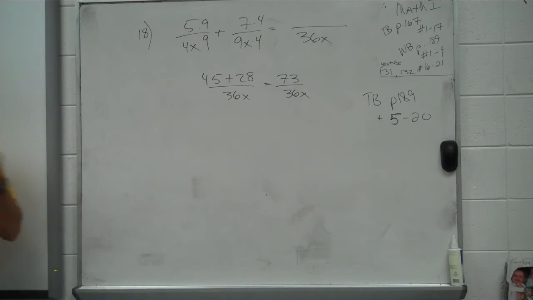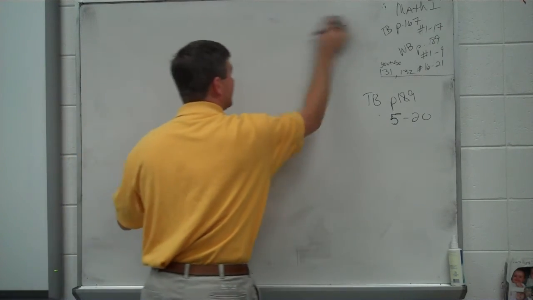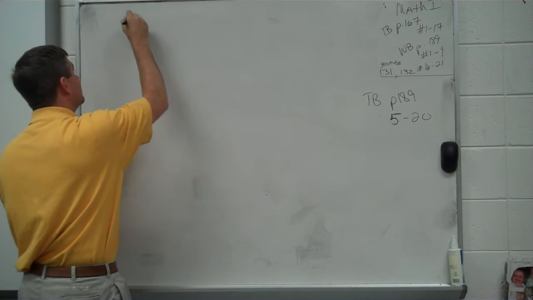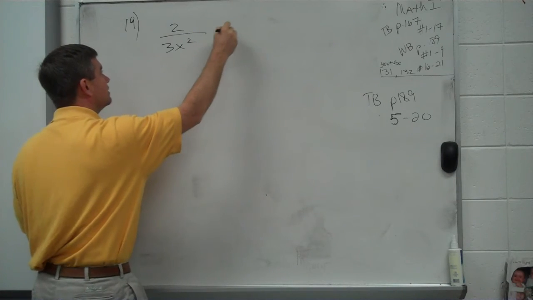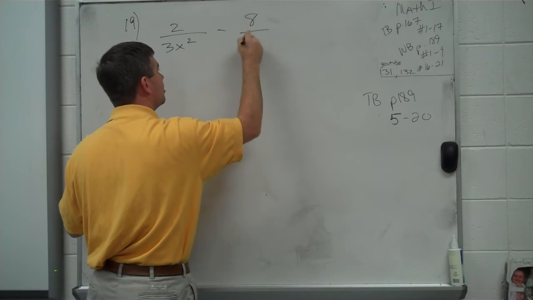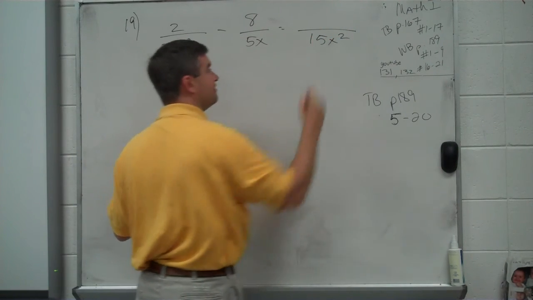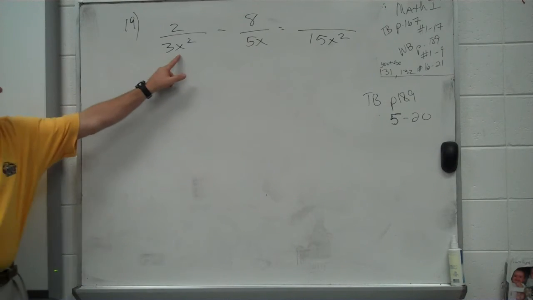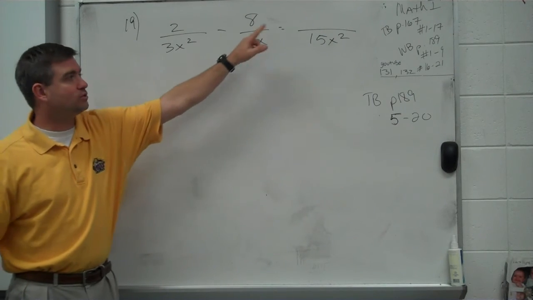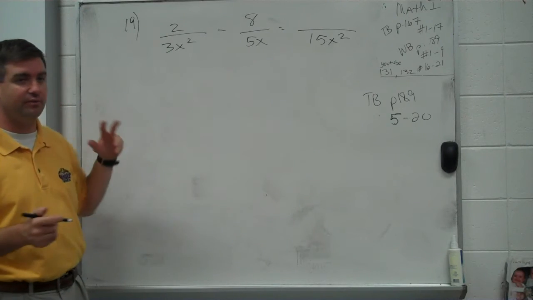Questions? All right, let's do 19. Read out 19, nice and loud for me. 2 over 3x squared, minus 8 over 5x. All right, what's your LCM? 15x squared. Very good. 15x squared. Why is it x squared? Why isn't it x cubed? Because it's 3x. x squared will go into x squared, and x will go into x squared. It's the least common multiple. 3 and 5, obviously we need 15.